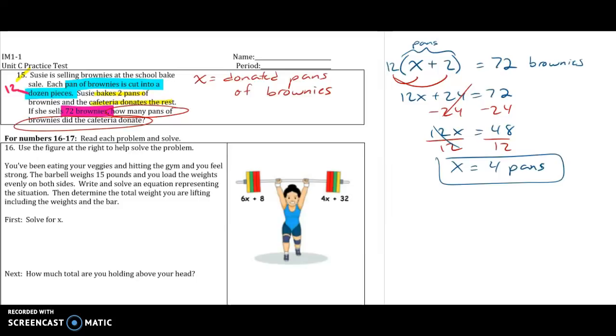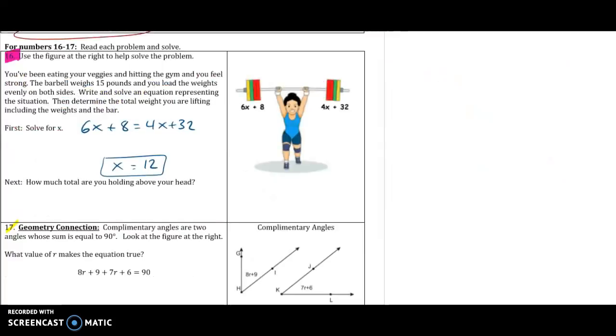No, I'm not going to do number 16, but I will show you the answers. Put these equal, you get that X equals 12. Now we got to plug in to see how much weight she's lifting. This side is 80. This side is 80. And this is 15. It is 175 pounds.